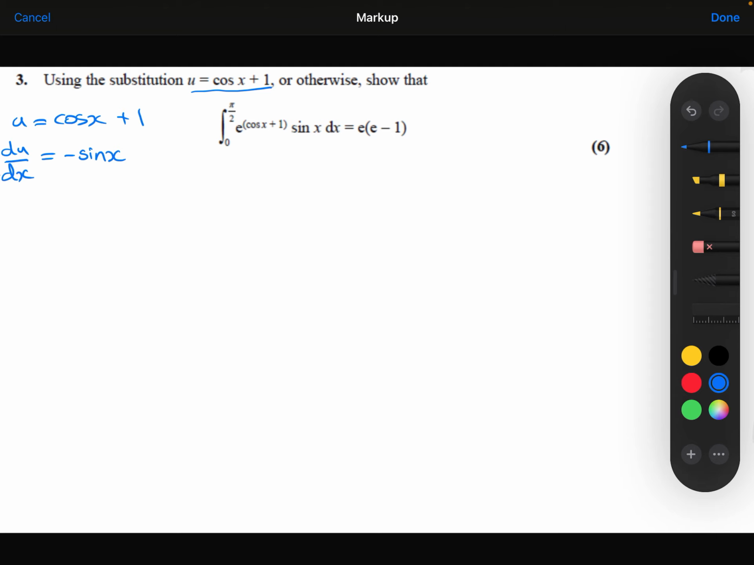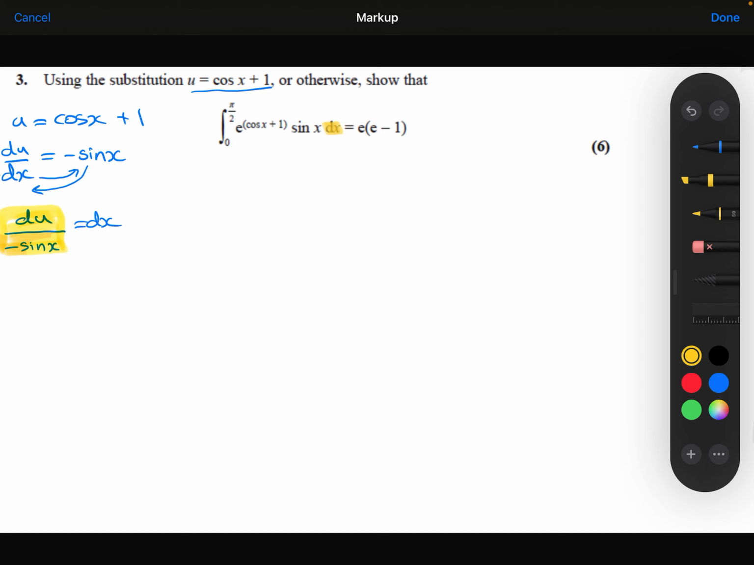I'm now going to make dx the subject, so I'm going to move the dx to the top here, and I'm going to move the minus sin x to the bottom. So I'll get du over minus sin x equals dx. And in a minute, I'm going to substitute this in instead of the dx here.